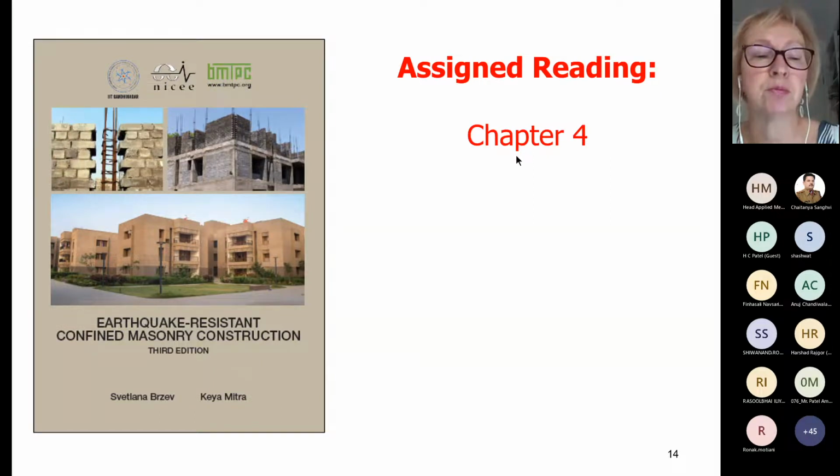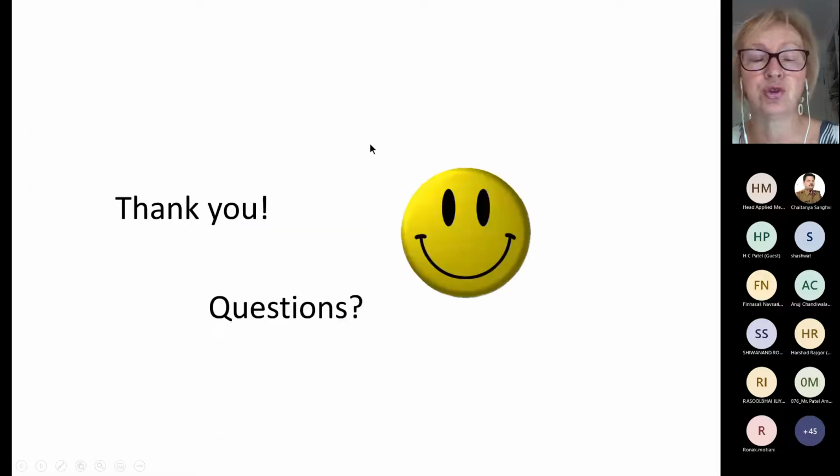Chapter 4 is about the seismic behavior of confined masonry buildings and different modes of behavior. And chapter 5 is performance in past earthquakes. So this is the end. This is intended to be a short presentation, and the next one is longer. Both of them will be within this session. Any questions regarding this presentation?